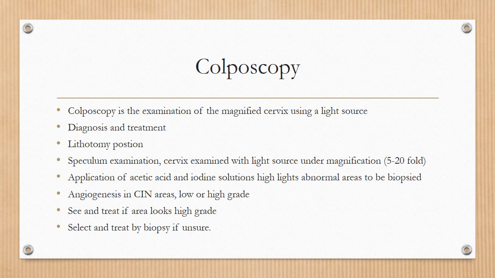So there are different types of options. If at colposcopy we see a high grade lesion, then we can see and treat. But if we are unsure of the lesion, we can only take a biopsy, and we can select and treat at a later stage.